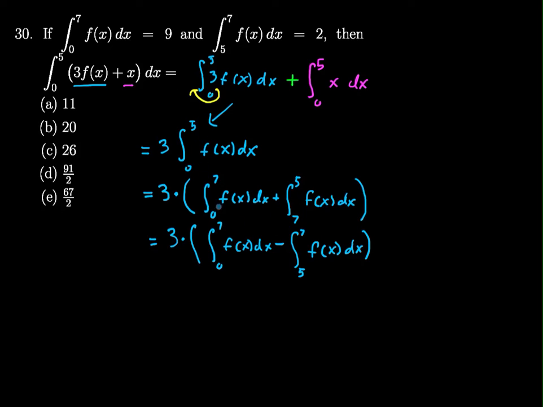And I know the integral from 0 to 7 is 9, so it's going to be 3 multiplied by 9 minus, I know the integral from 5 to 7 is 2, so this blue part, I'll come back and do the purple part shortly, is going to be 3 multiplied by 7, which is 21. Now let's take care of the purple part as well. We shouldn't forget about that. So we still should have a plus.